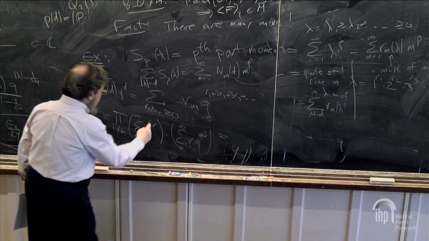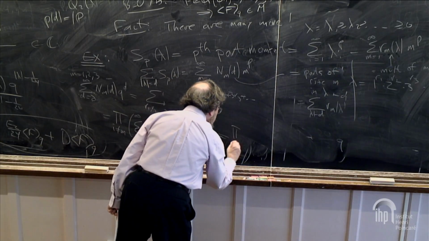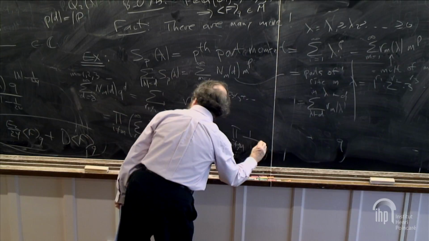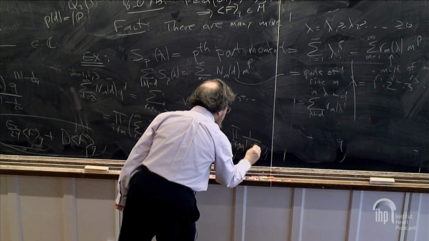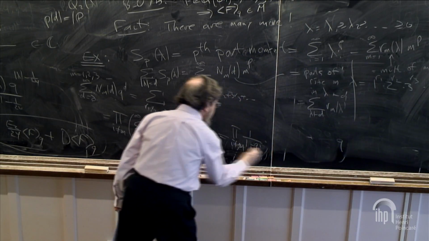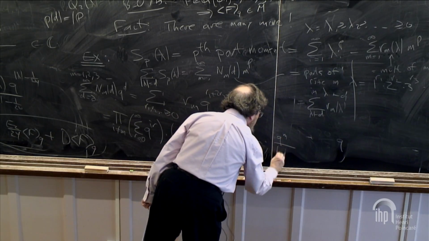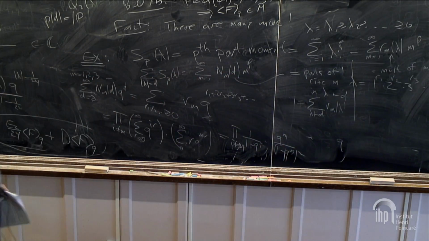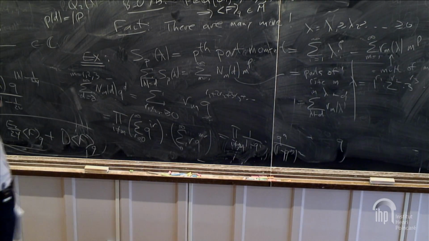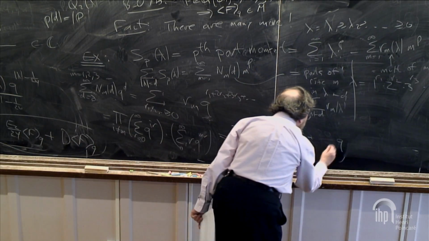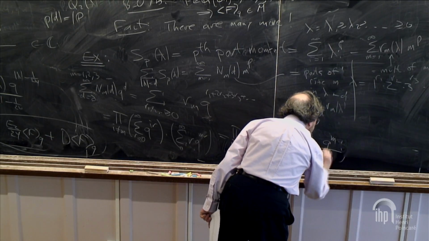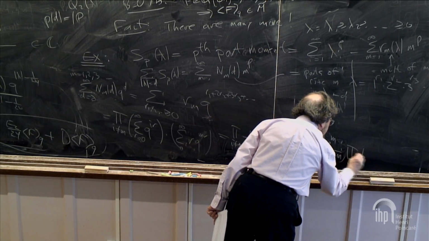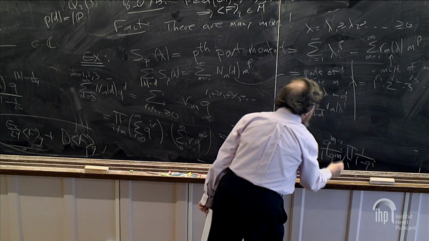But on the other hand, the sum of q to the Ir is just 1 over 1 minus q to the I. Whereas this thing is q to the m over 1 minus q to the m, squared. So this is simply q to the m over 1 minus q to the m times the product over all I, equal or different, of 1 over 1 minus q to the I.